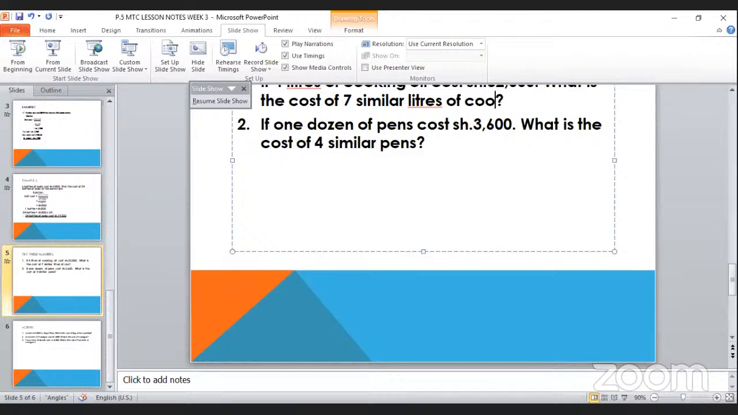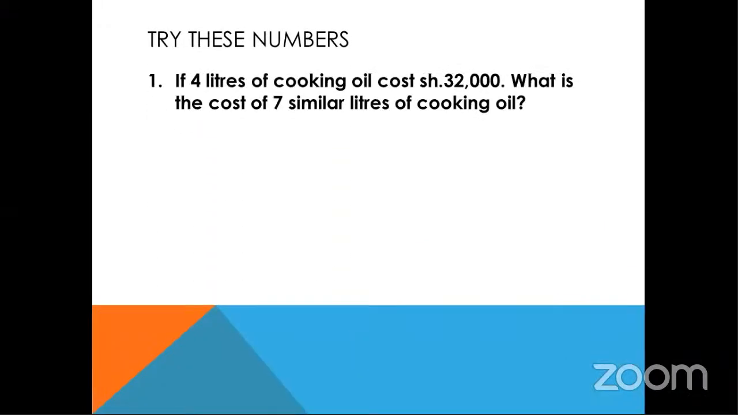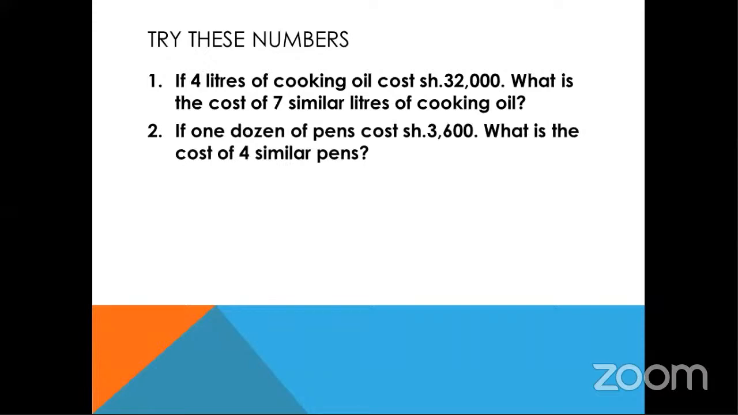We have to first divide the price of cooking oil by the quantity, to get the unit cost. In this case, which figures are we going to divide? We're going to divide 32,000 shillings by 4. Let me ask someone else to tell us 32,000 shillings divided by 4. What answer do we get? Stay there, don't go away.